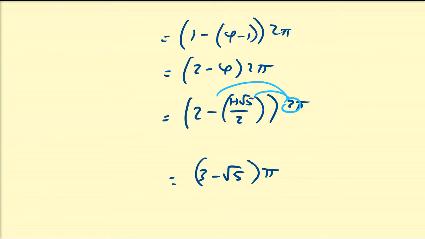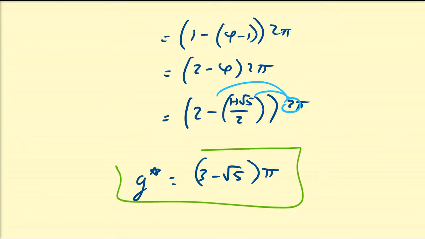And I guess I'll give it a cute name. G star, right? The golden angle. G theta star, right? And so this is, of course, in radians. You can find the approximation to be about 137.51 degrees, right? So that's the golden angle. So that's the perfect angle that makes everything beautiful if you want to do architecture, design, or whatever.